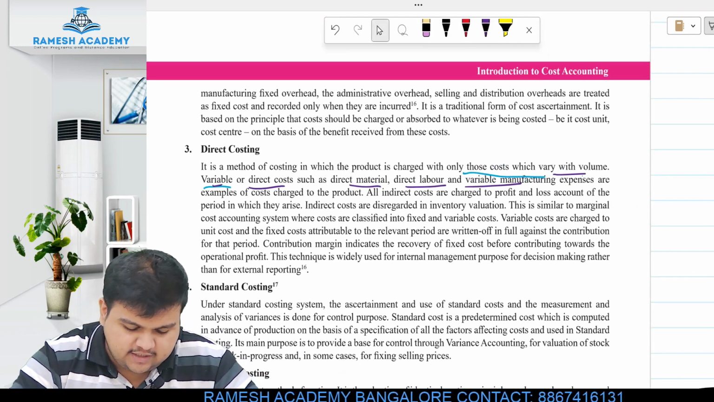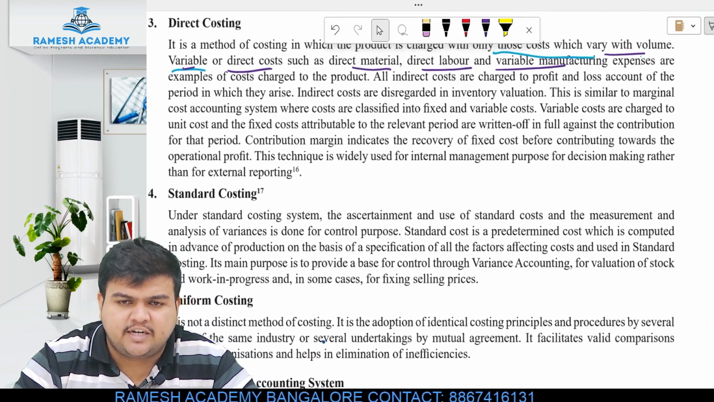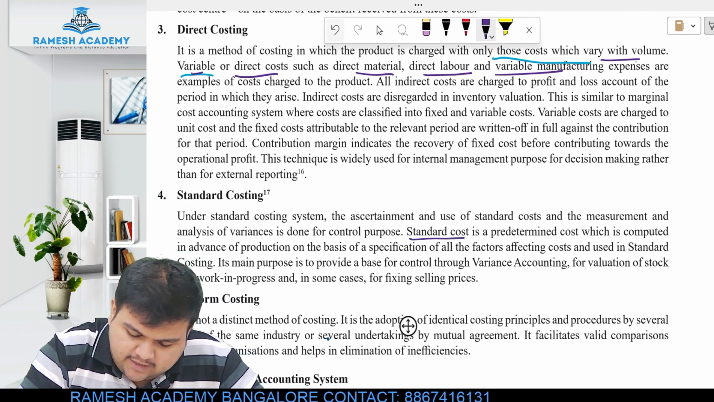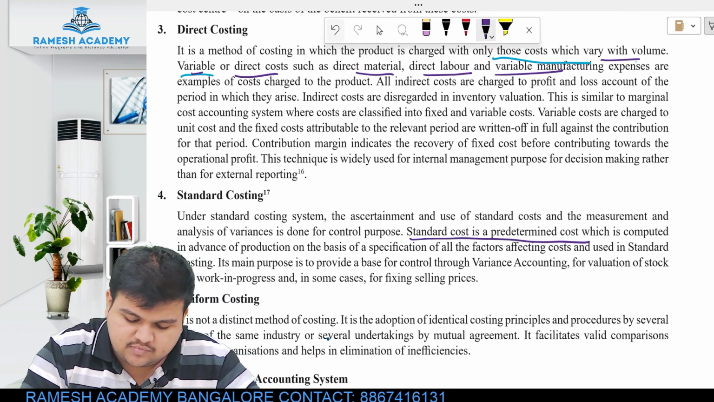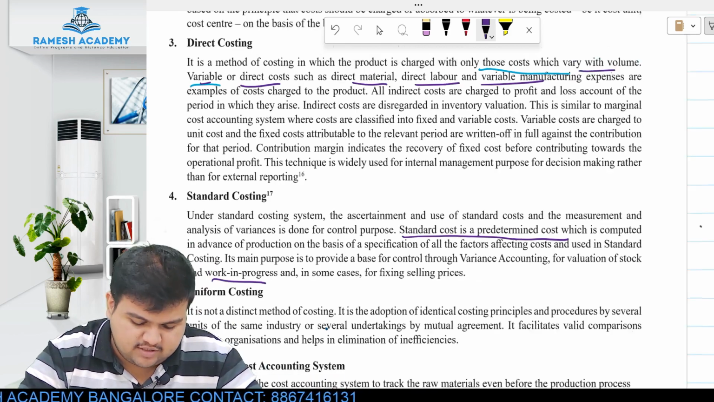Standard costing is a certain standard, a predetermined cost. You set a standard for the cost to be incurred. This also we will be having separate chapters and we will be discussing on that.